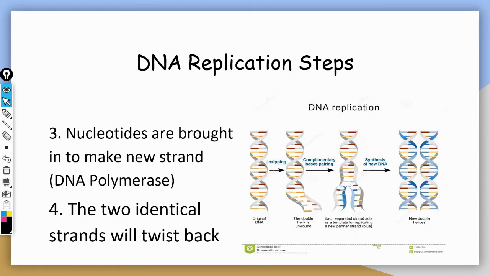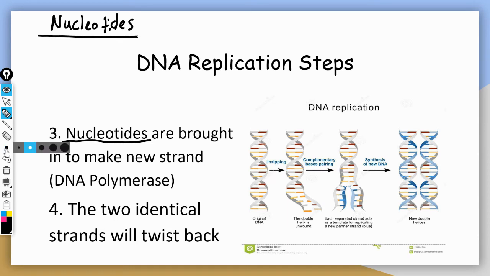Continued DNA replication steps. So it unzips, the strands separate, and then we bring in new nucleotides. So go way back to organic molecules, may seem like a while ago, but we have those structures known as nucleotides. If you remember, nucleotides were monomers of nucleic acids. So with all the categories of organic molecules, carbs, lipids, proteins, nucleic acids, we learned their monomers and their polymers. So this is a nucleic acid monomer.